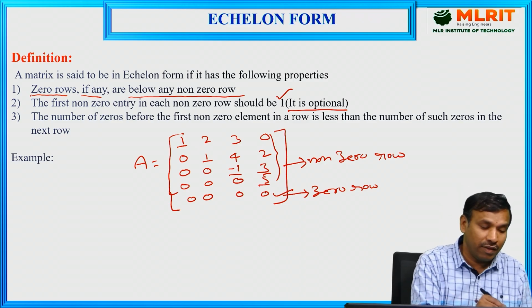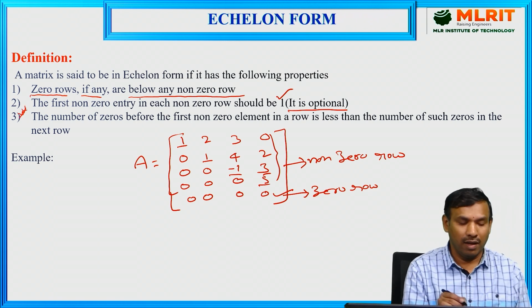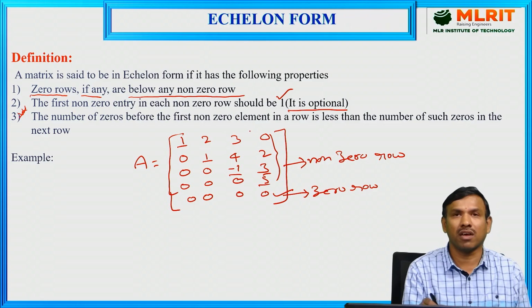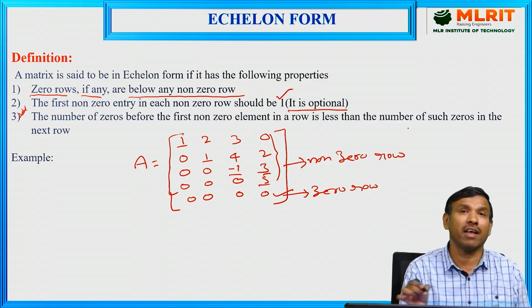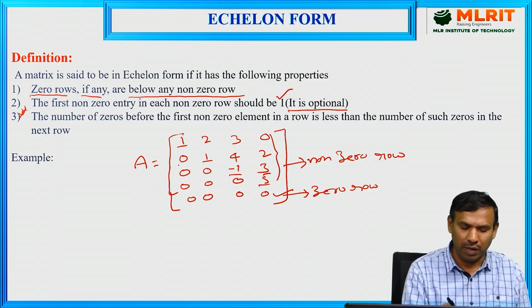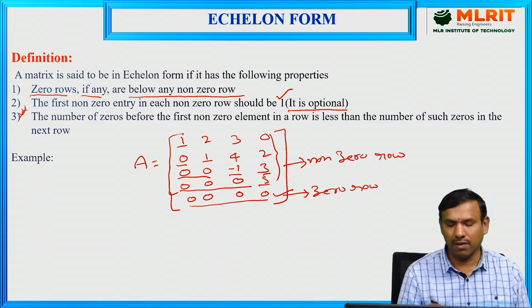Next, the very important one is the third property, which can decide the rank of a matrix. The number of zeros before the first non-zero element in a row is less than the number of such zeros in the next row. Look at this one. How many zeros are there before the first non-zero entry? In the second row, 1 zero. Next, in the third row, 2. Fourth row, 3. This one will be 4.